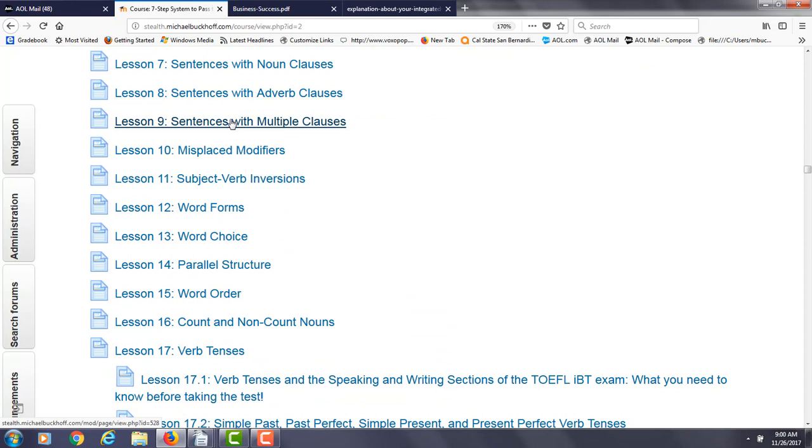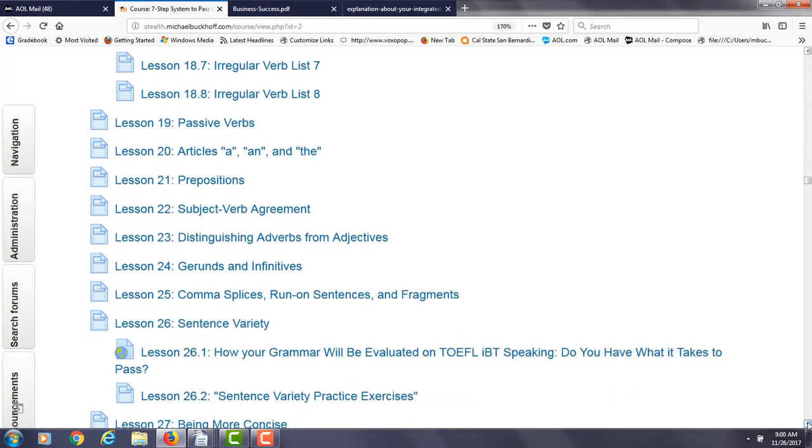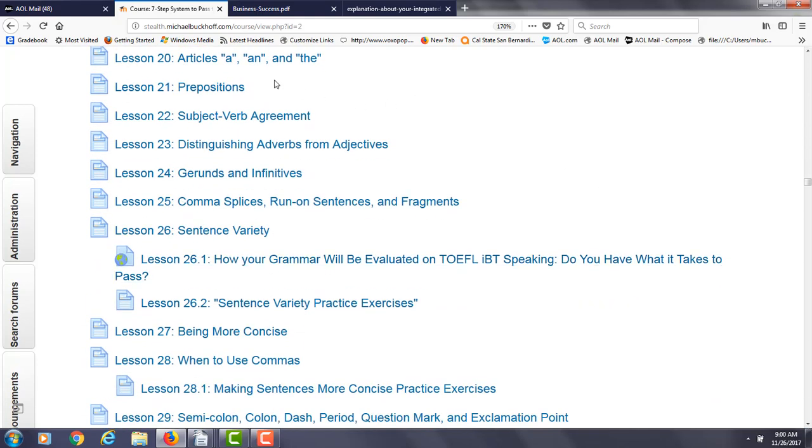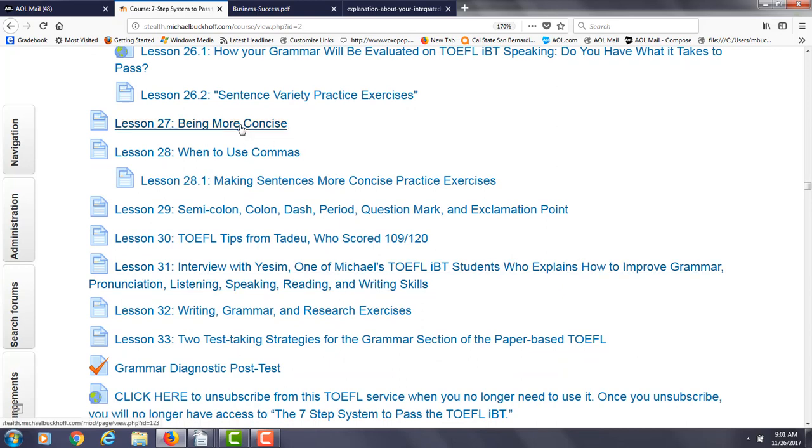Lesson 9, sentences with multiple clauses, especially with integrated writing. You need a little bit better handle on that. I think word choice, lesson 13. Lesson 16, count and non-count nouns, I think is a good lesson for you right now. What else here? I'm taking a look here. Not too bad here. Lesson number 27, being more concise in your writing. I think this is a good lesson for you.